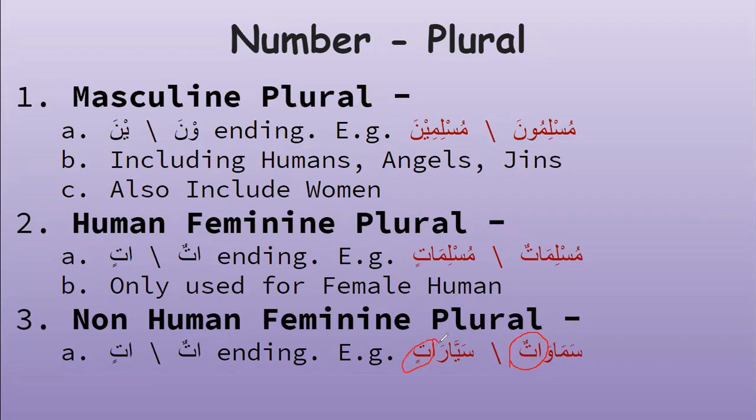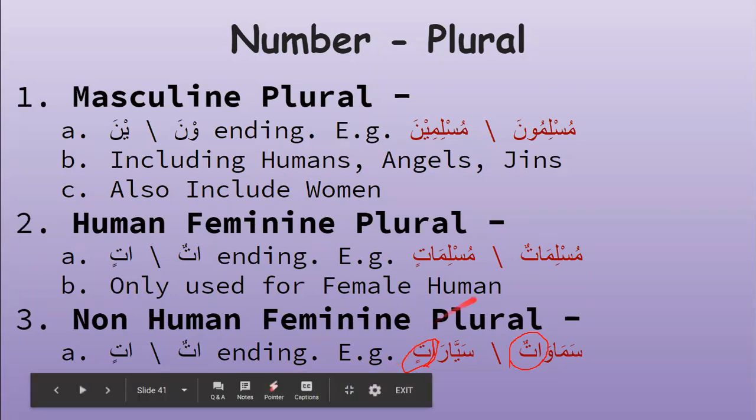Sayyaratin, atin ending. The atin ending is used for feminine, right? And sayyara means car. So the plural of car is feminine. But when we discuss it in terms of grammar, we are treating non-human feminine plural as singular feminine, as 'she'.